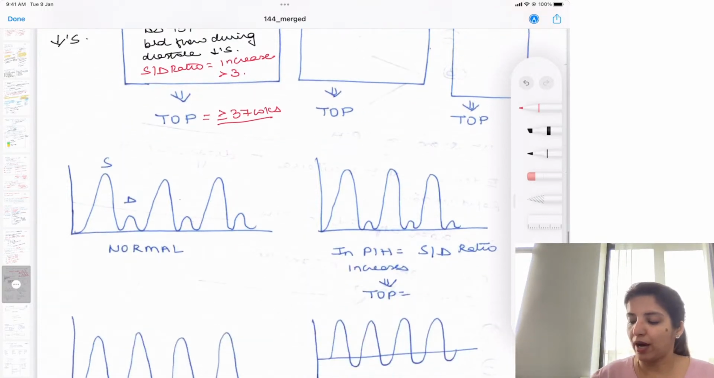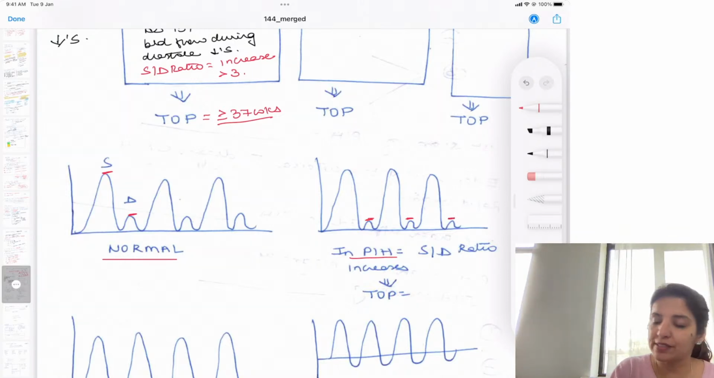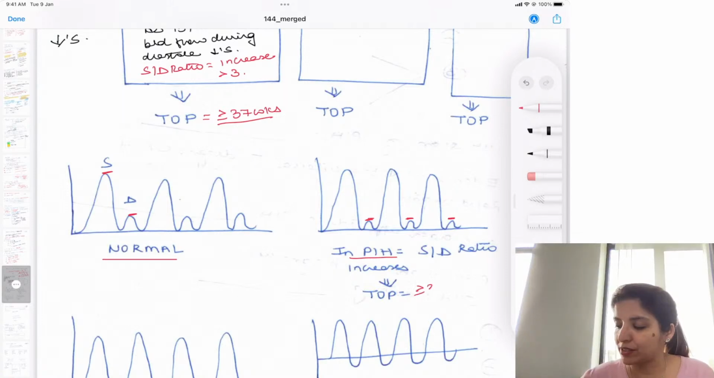So look here, if this blood flow was normal, this much in systole and this much in diastole, then in PIH patients the blood flow during diastole will decrease. So SD ratio will increase and termination of pregnancy will be done at more than or equal to 37 weeks.